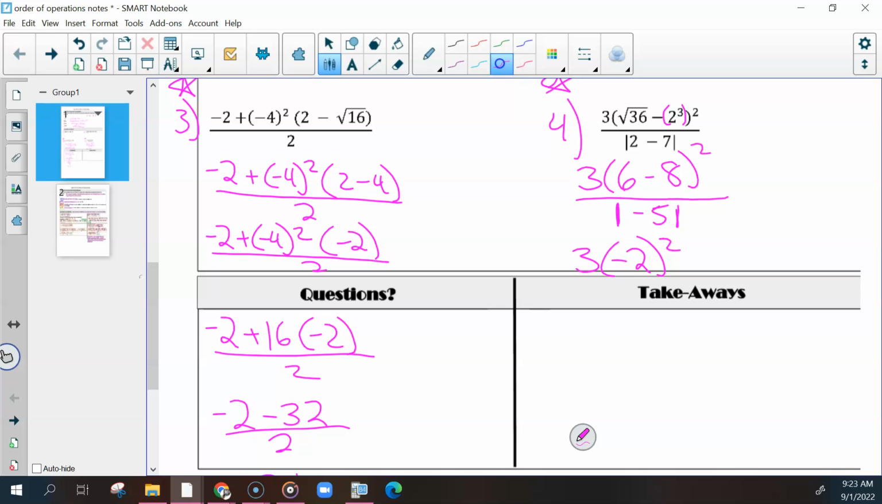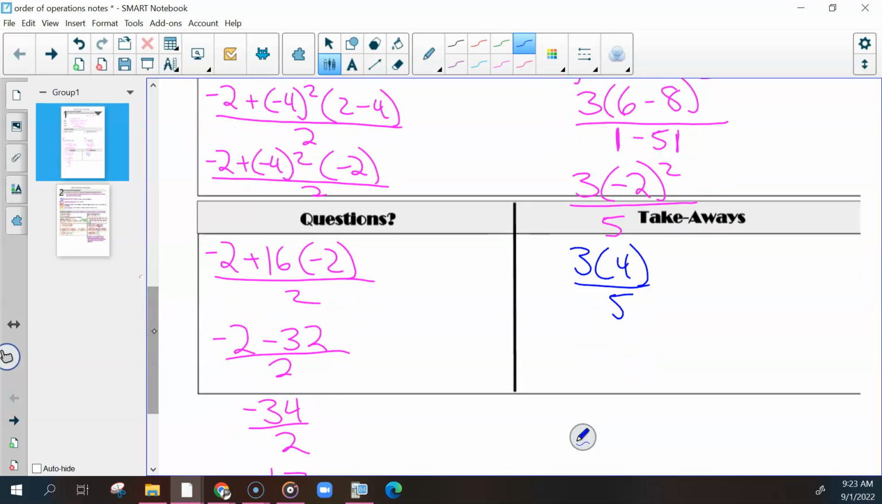And because there's nothing else left in the absolute value bars, we're going to say math magic happened, the absolute value bars did its job, and now it's become positive. So we can make the absolute value bars go away. We don't need parentheses because there's nothing else there. Our next step would be what? Negative 2 to the 2nd power. Be careful, again, use your parentheses. What would that give us? Positive 4.